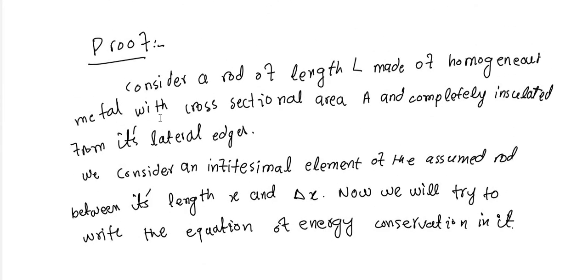Now here is the proof. Within this proof, first you have considerations. You will have to consider a rod of length L and a homogeneous metal of cross sectional area A, which is completely insulated from its lateral edges, and then you consider a very small infinitesimal element of that rod, and you take its length between x and x plus del x, and the main thing you are trying here is to write an equation of conservation within that infinitesimal element.